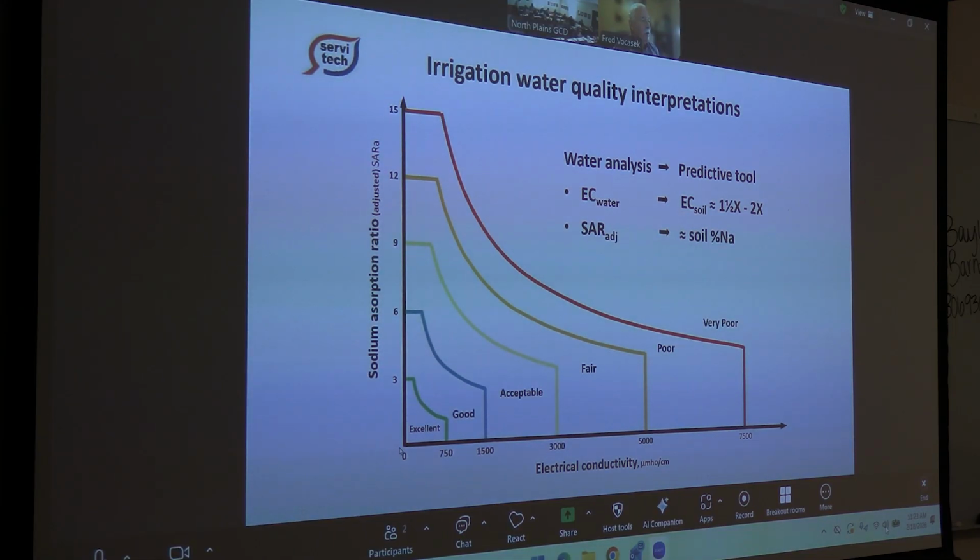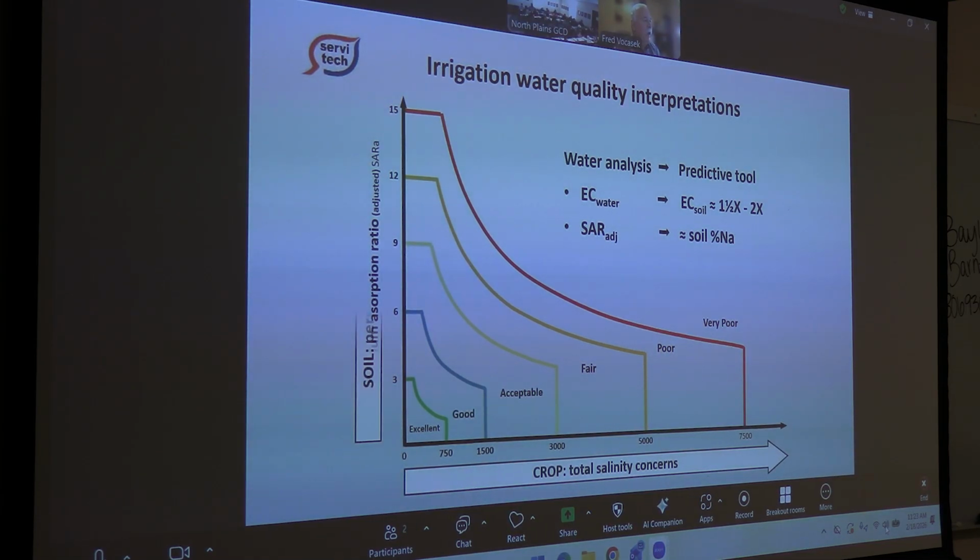So this is a diagram, a system we've put together, and we look at electrical conductivity and sodium absorption ratio. With conductivity, we're interested in the total salinity concerns, and with the sodium, the permeability concerns. We just have some general rankings from excellent, good, fair, acceptable, whatever. This is what gives us some idea of the irrigation water quality and some of the problems we might expect to encounter. And once we know that, there may be some things we can do to manage those problems.